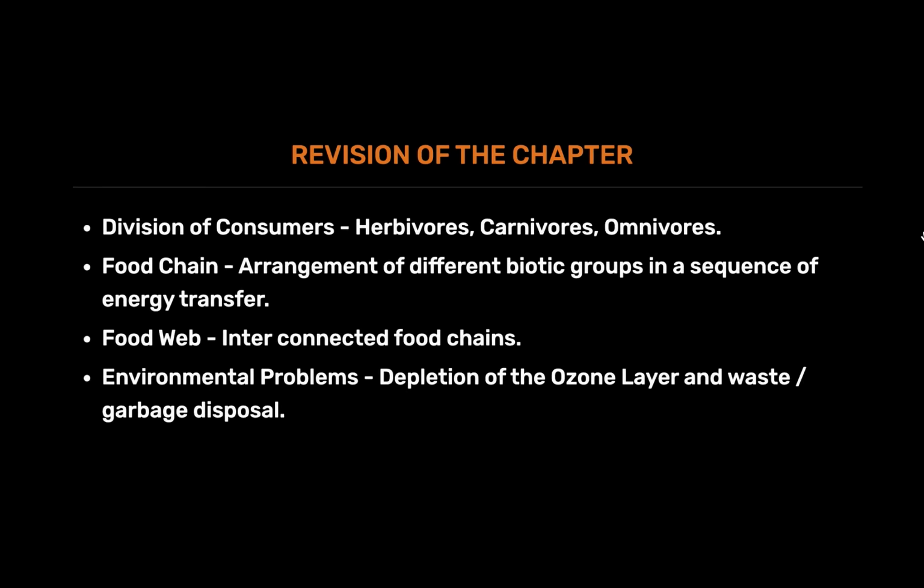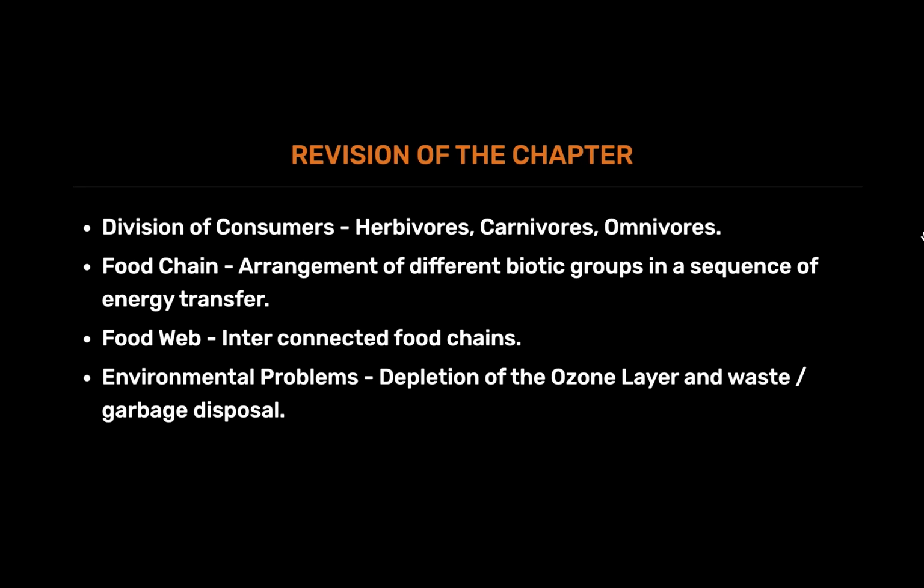Consumers are further divided into three types: plant-eating animals called as herbivores, flesh-eating animals called as carnivores, and both plants and flesh-eating animals are known as omnivores. The energy transfer from producers to consumers is known as food chain. The interconnected food chains form a food web.